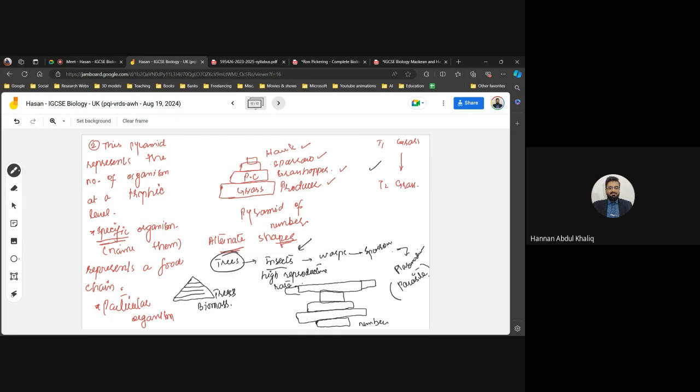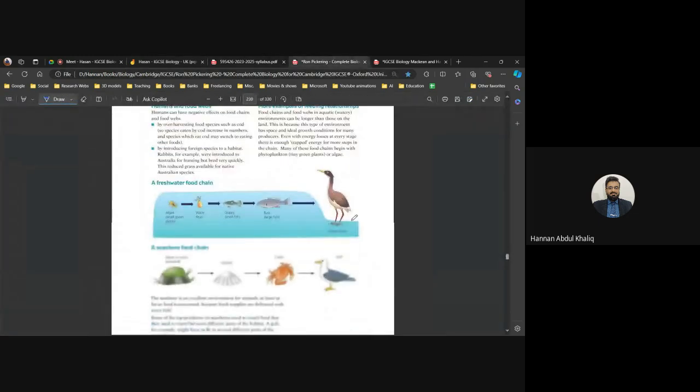The pyramid of number would definitely have exceptions because you are literally counting them. You are not measuring their amount of energy. You are not measuring their total mass made by them. No, you are not measuring mass. You are typically counting them. So when you count them, there are exceptions. The trees can be less than the insects. Is that understood?